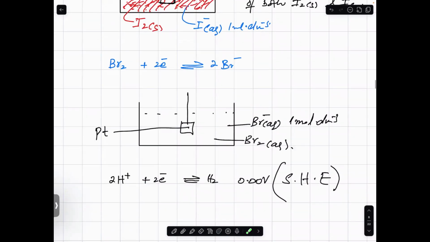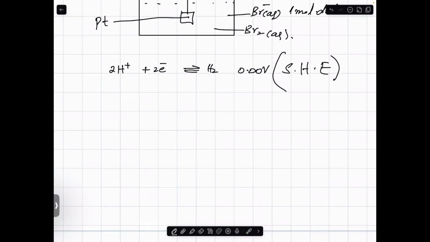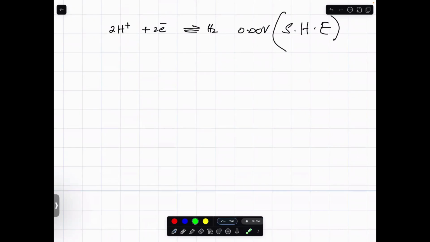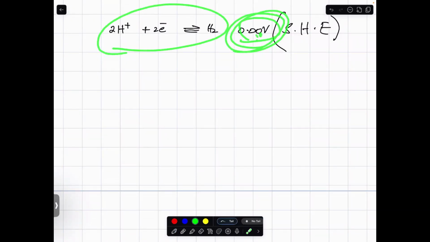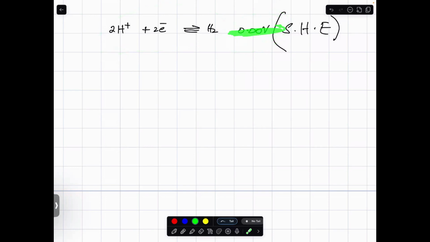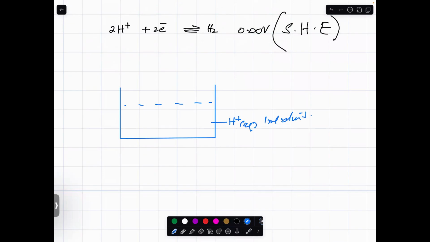It's simple, not something special. It's just a normal electrode that they have used for the comparison. They give zero potential to this, which is not the actual case. They made it zero and they compare all the others with this one. So if I draw, this is my beaker containing H⁺ ions. How much? 1 mole per dm cube, right?